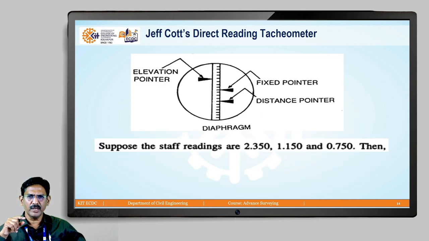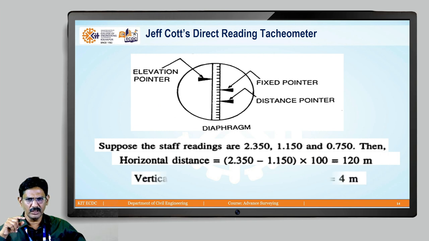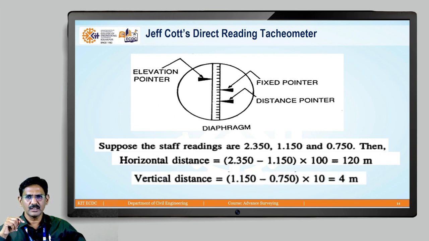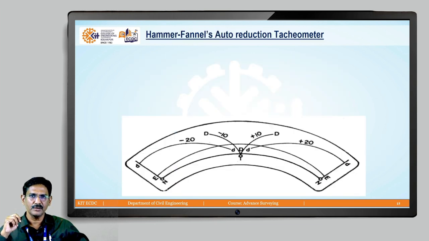So the third line, if you see, is for the vertical distance. The vertical distance will be the difference between the elevation pointer and the fixed pointer, multiplied by 10. So here you get the vertical distance directly.